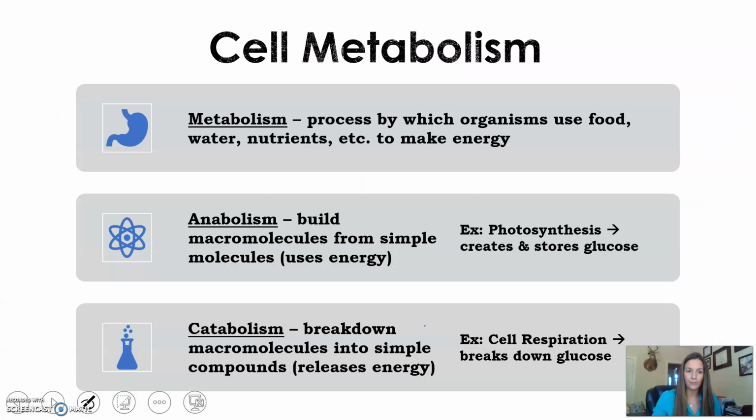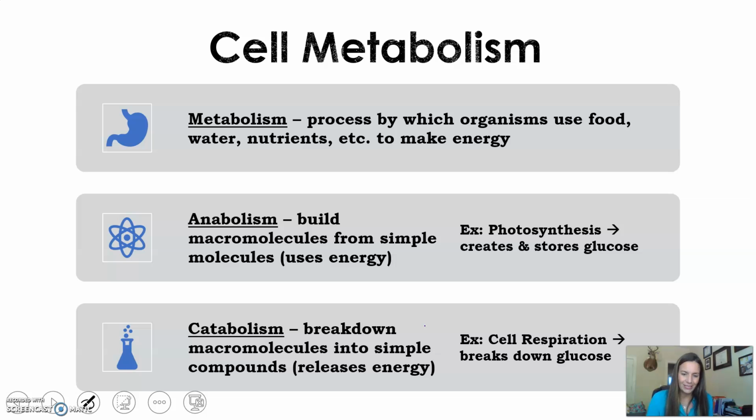That's your engulfing. So one final thing I want to touch on is cell metabolism. Metabolism itself is the process by which organisms like us use food, water, and nutrients to make energy. So cells do this in 2 ways, through anabolism and catabolism, okay? In anabolism, they build complex macromolecules, proteins, carbs, etc., from simple molecules, and this uses energy. An example of this is photosynthesis.